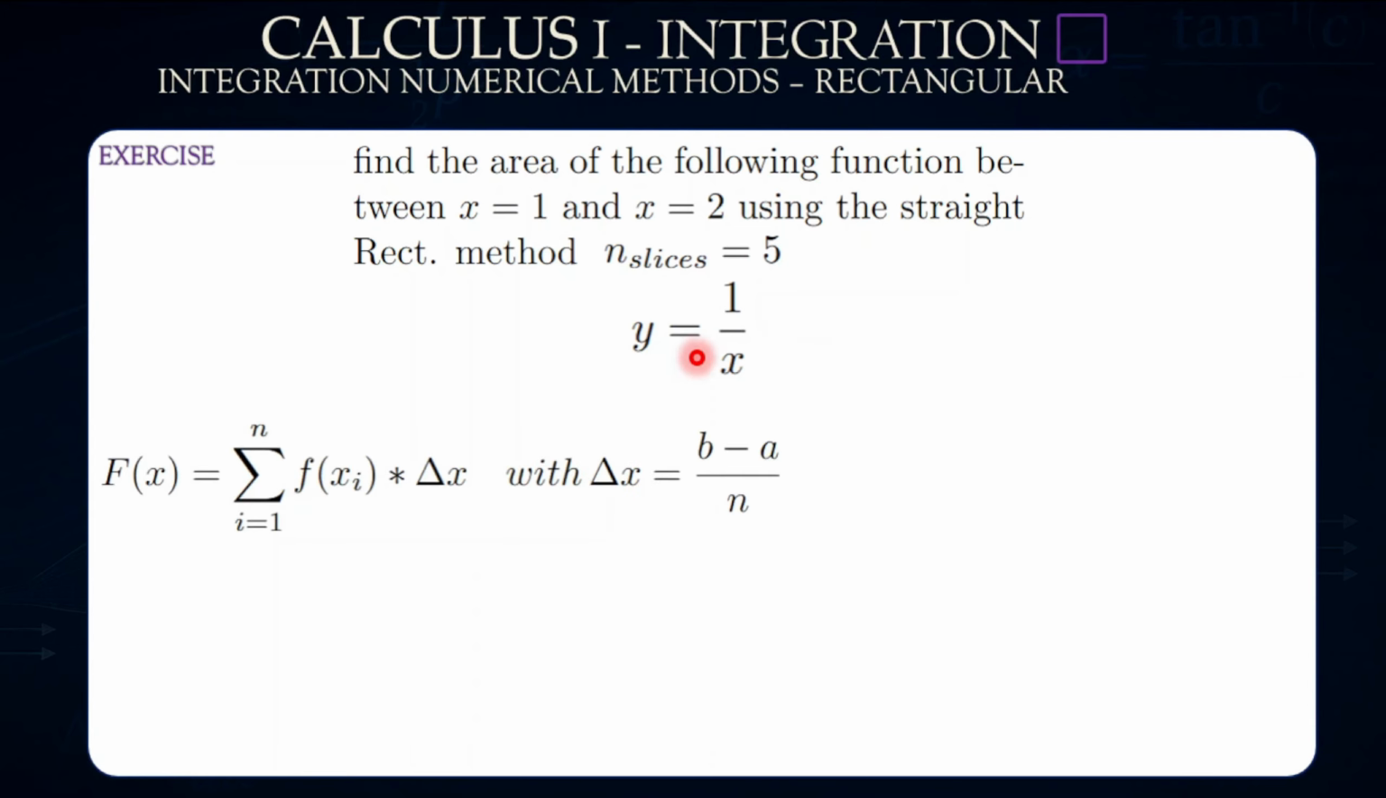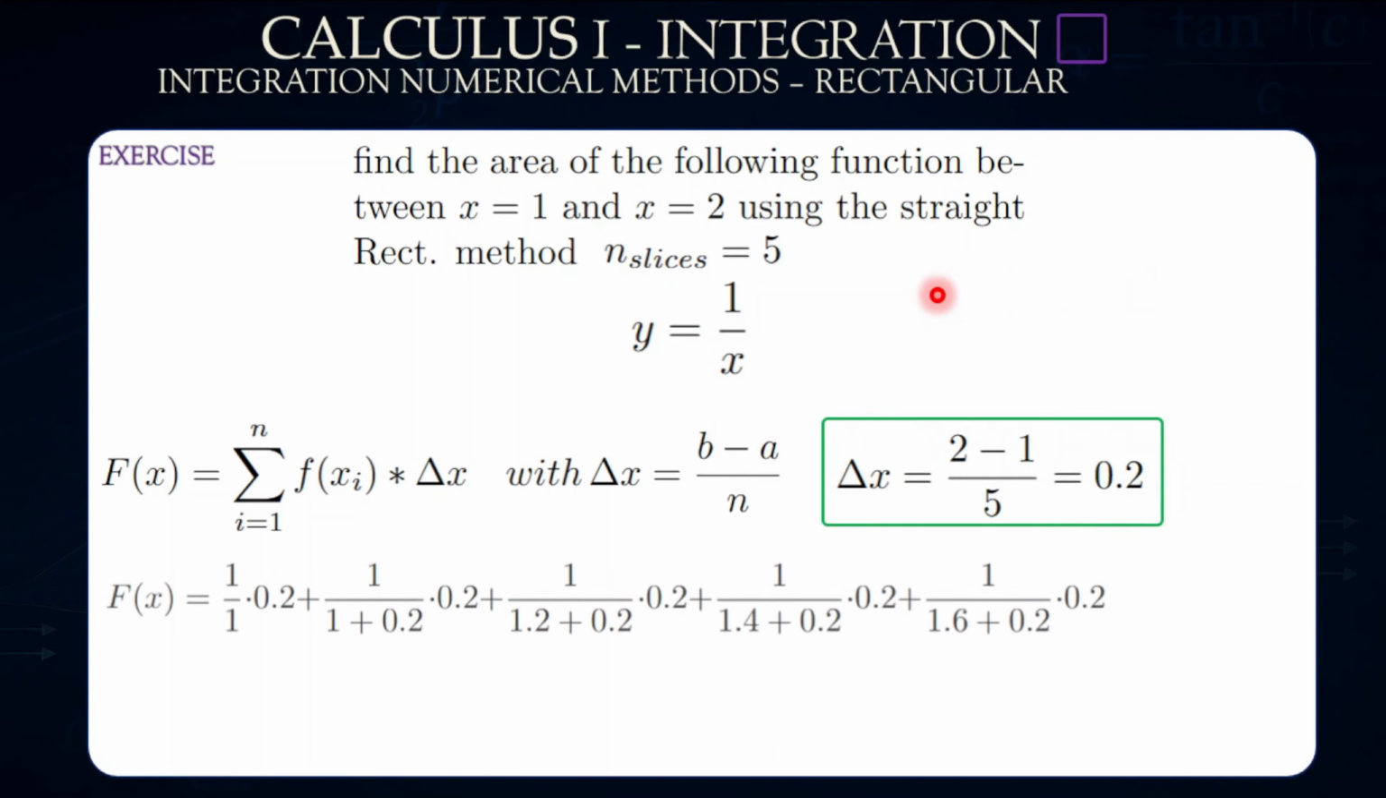So, solving using this formula, f(x) equals sigma i equal 1 to n of f(xi), which is the height of the rectangle at the first point, the first edge encountered at each rectangle, multiplied by delta x, with delta x equal to (b minus a) divided by n. b is 2, that's the second bound, minus a, which is 1, divided by 5, the number of slices. So for each slice, the width is 0.2.